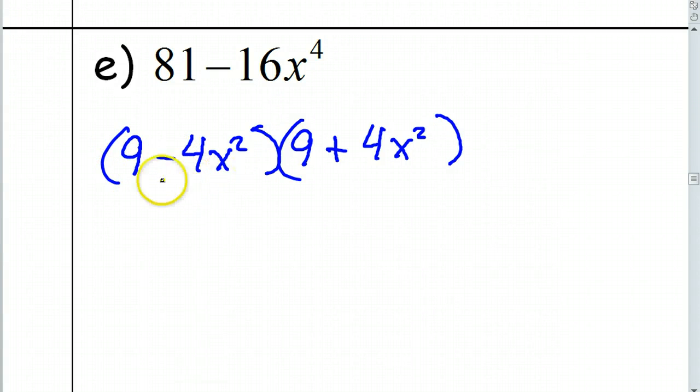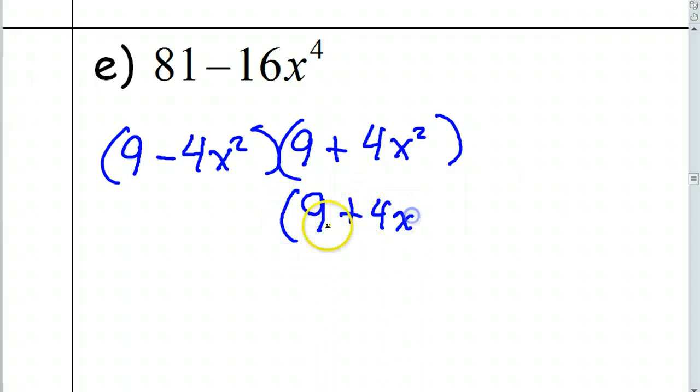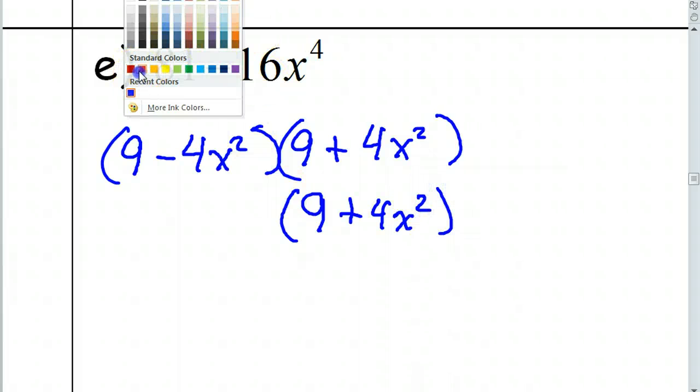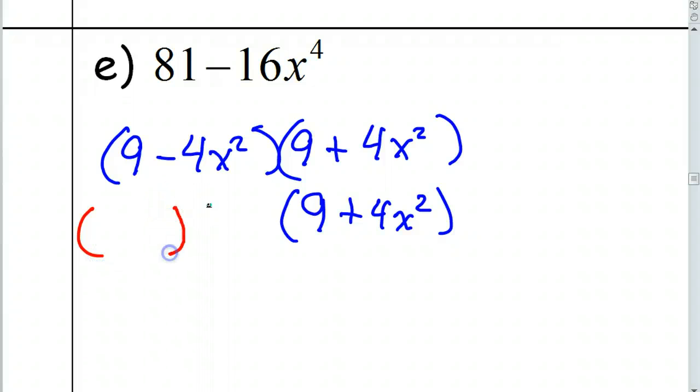The first half of this problem is itself now the difference of 2 squares. I feel like I should have made them in different colors or something, but this one on the right is prime, so I'm just going to keep it like it is. You cannot factor the sum of 2 squares. But on the left here, which I'm going to show in red, this can factor further.